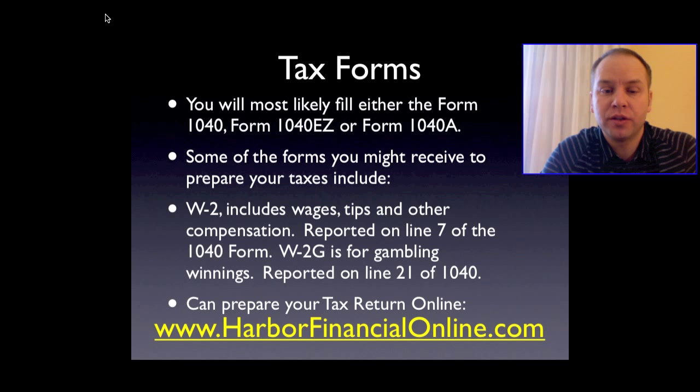If you had gambling winnings, you're going to get a W-2G from wherever you received those gambling winnings. That's going to be reported on line 21 of the Form 1040.